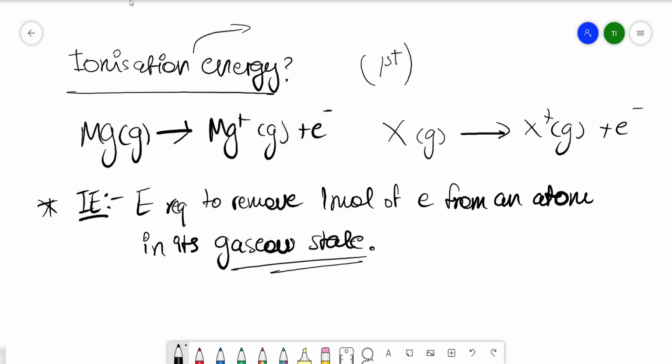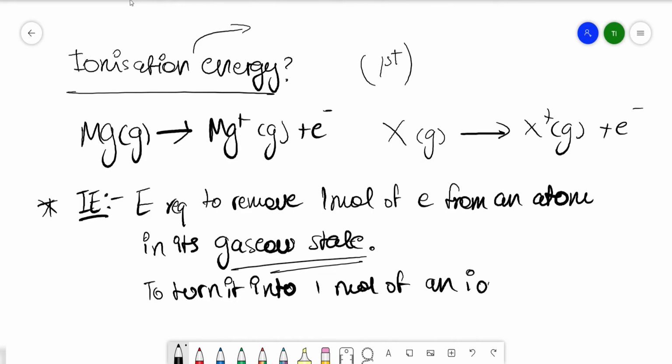Okay, this is very important. And you can also write, if there's a 3-mark question, to turn it into 1 mole of an ion. This only applies if it's the first ionization energy, where it becomes from an atom to an ion, right? This atom and ion part. And that's pretty much it.